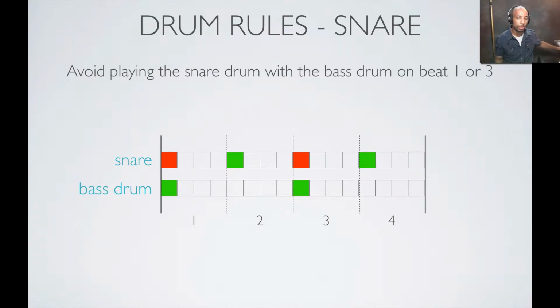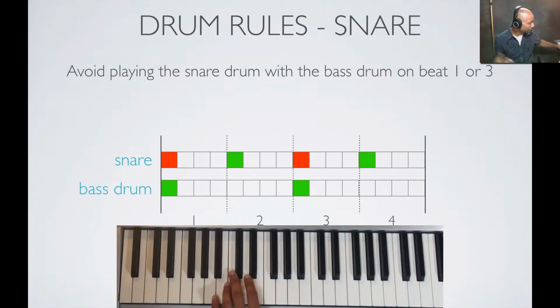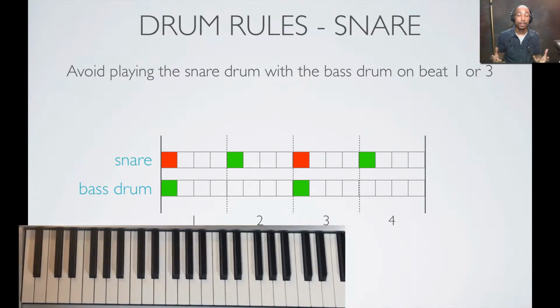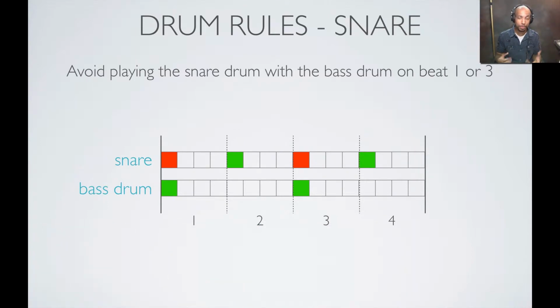So if you remember, this is our beat outline. So 1, 2, 3, 4. Now this is what it sounds like when the snare comes on 1 and 3. 1, 2, 3, 4. 1, 2. It sounds like a marching band, like something like that. Unless that's what you're going for in your beat, that's probably something that you want to avoid.